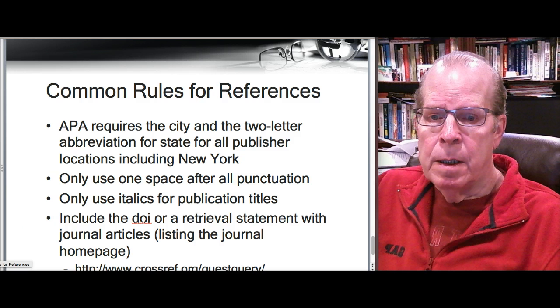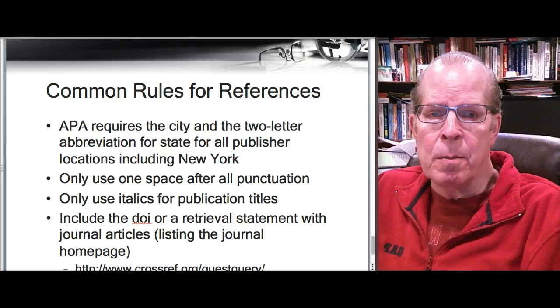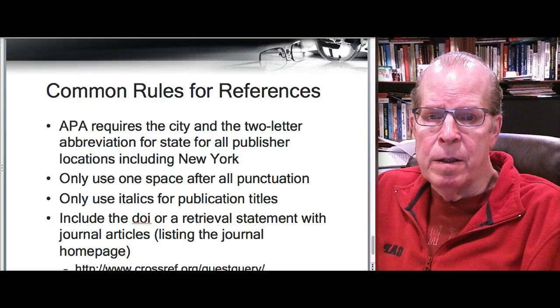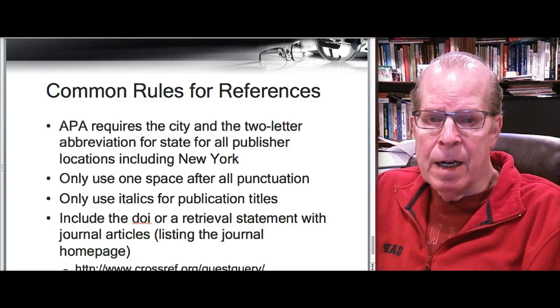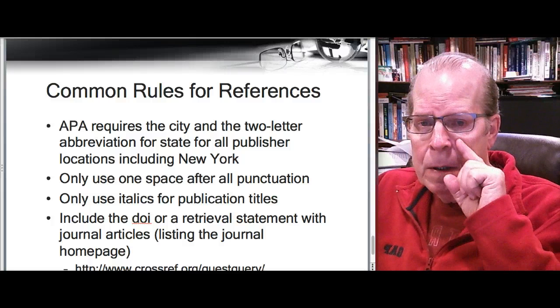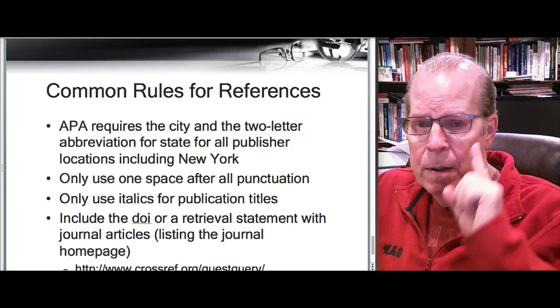Also, 5th edition APA, cities like New York, Boston did not require state, and that changed in 6th edition. The 2-letter abbreviation for state is required for all publisher locations. In the reference section, only use 1 space after all punctuation. Italics are used for publication titles, so this is like books and journal titles. And then you include the DOI or a retrieval statement with journal articles.